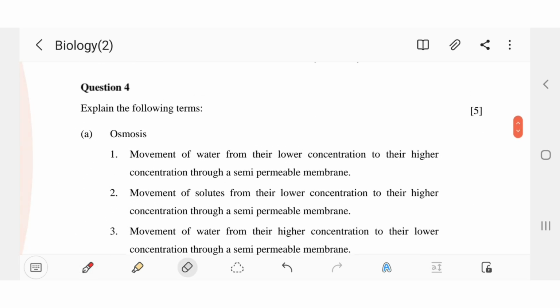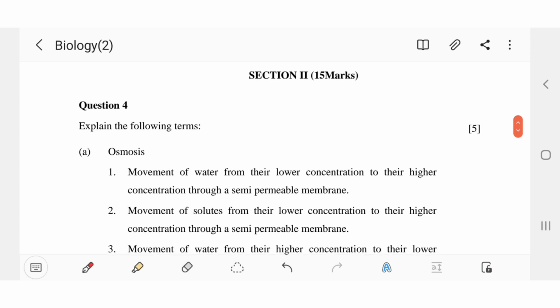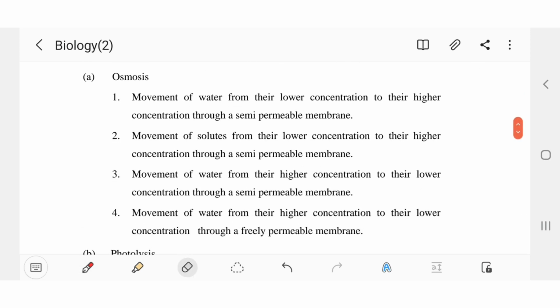Section 2. Question number 4. Explain the following terms. Explain means you don't have to give 2-mark answer. It's just MCQ only. A1: osmosis. What is osmosis? Movement of water from higher to lower, right? Through a semi-permeable membrane. Okay, let's see. Where is higher to lower and semi-permeable membrane? Yeah, third option. Movement of water from their higher to lower concentration through a semi-permeable membrane.